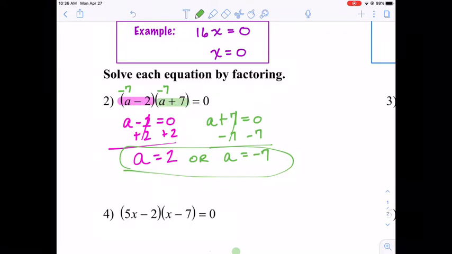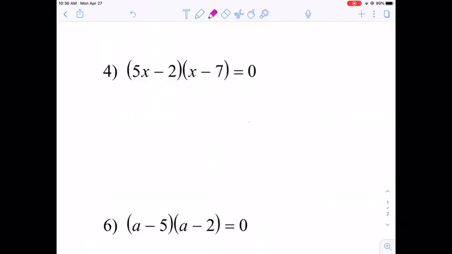Let's look at number 4. Again, I have two quantities multiplied together to equal 0. The first quantity is the 5x minus 2. The second one is the x minus 7. So I'm going to start with the 5x minus 2. If the 5x minus 2 is equal to 0, then it doesn't matter what the other quantity is in the x minus 7 parentheses. I'm going to get a 0 when I multiply.